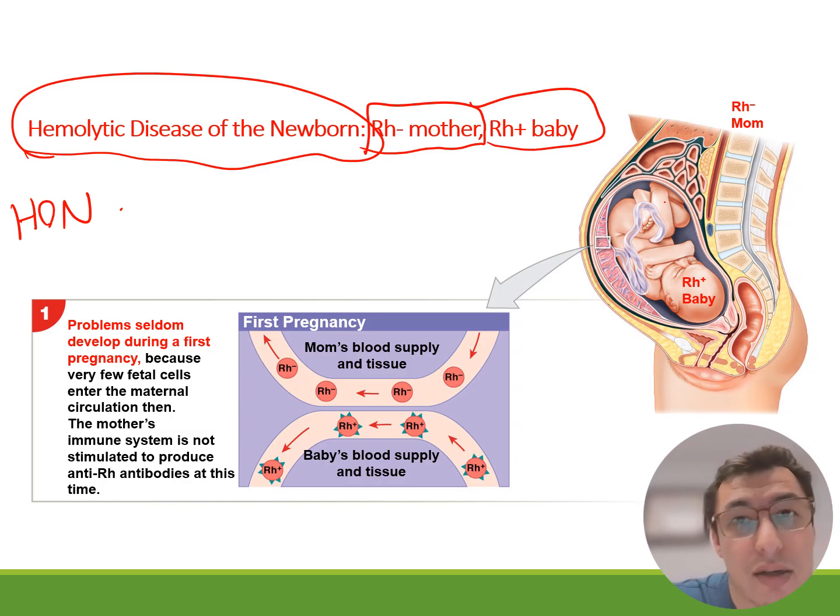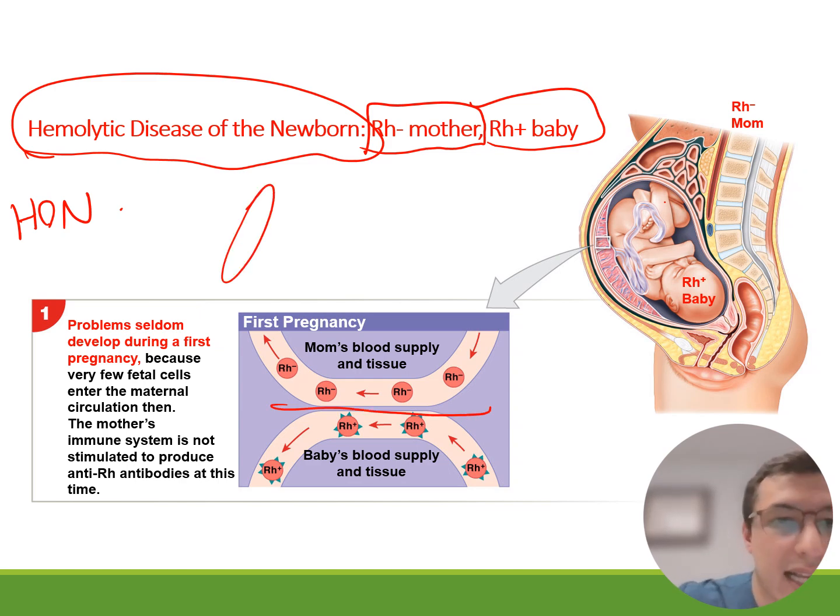How can this happen? Well, the father will have Rh positive blood. Because these surface antigens are determined by genetic inheritance, the baby ended up with Rh positive in this case. So the placenta, in this case, doesn't allow for red blood cells to cross from one side to the other.